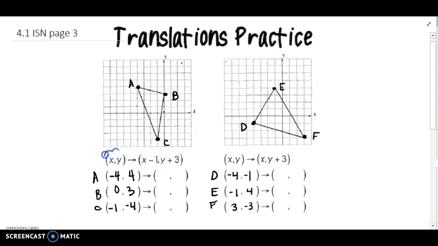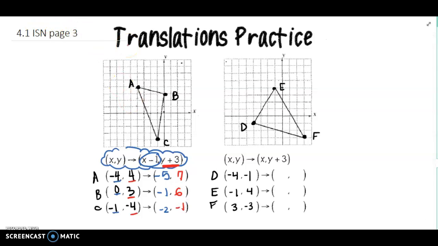So we're going to translate it using this rule. Okay, so if you first remember, I'm going to subtract 1 from every X coordinate. So -4 minus 1 is -5. 0 minus 1 is -1. -1 minus 1 is -2. Then I'm going to add 3 to every Y coordinate. So 4 plus 3 is 7, 3 plus 3 is 6, and -4 plus 3 is -1.